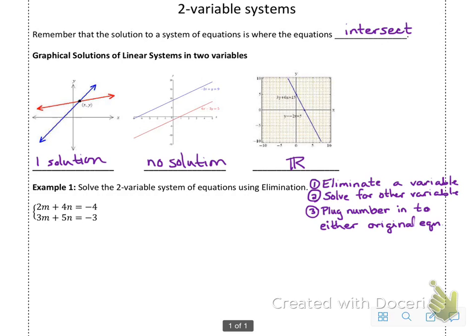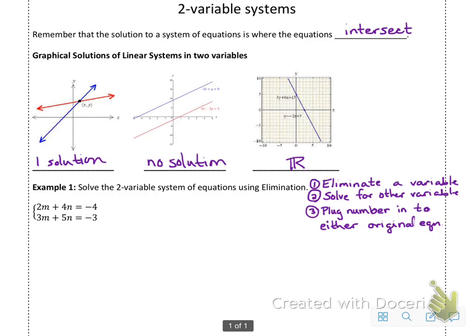Now remember that a system of equations is where you have two equations with two unknowns and you're solving, right? You're trying to find out what x and y are. And the solution to a two variable system is where the equations intersect. So you can have three types of answers. You can have one solution because they intersect once. You can have no solution because they're parallel and they never meet. Or you can have all real numbers as an answer because you actually have the same line.